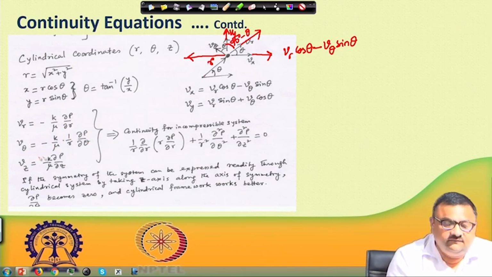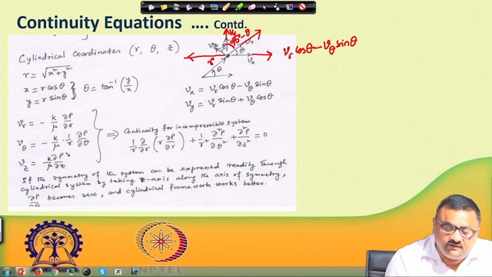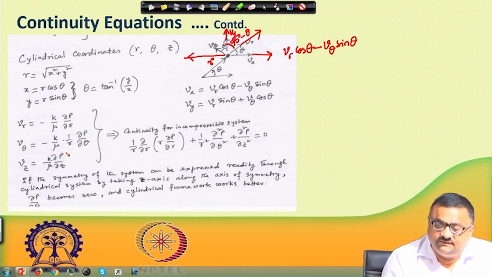This would be the definition of V theta now in terms of del p del r and del p del theta, and V z would be as before, minus k by mu del p del z. This would follow immediately if you take these and put them together. Now if you start writing the continuity equation for an incompressible system.